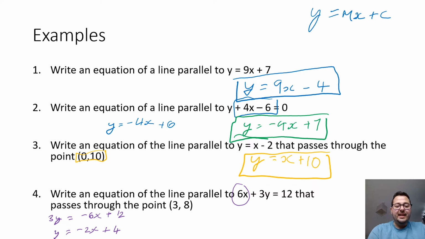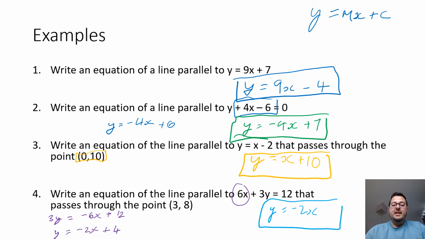So the gradient of this line then is minus 2. So we want a line that's got that same gradient but passes through 3 and 8. So y equals minus 2x, and again we'll leave a gap. Now when x is 3, what are we going to end up with? Minus 2 lots of 3 is minus 6, and y is 8. So 8 equals minus 6. How would you get from minus 6 to 8? Well, you'd have to add 14. So if you're at minus 6, you add 6 to get to 0, and then another 8 to get to 8. And that'll give you that line.